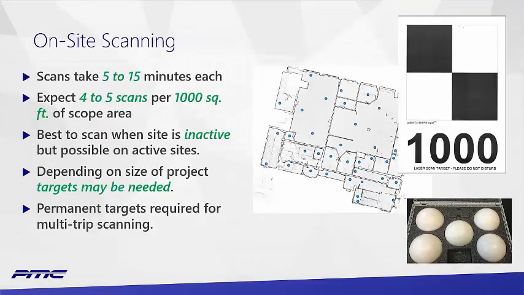is completed. So, some quick notes about on-site scanning. It's going to take 5 to 15 minutes to do each scan. Expect 4 to 5 scans roughly per 1,000 square feet. These numbers are based on historic averages of what we actually see in real data that's come in. Of course, there are projects that come in under this and over this, but these cover about 90% of the projects we do. It's best to scan when no one is at the site, especially if you want high quality color capture. If you're not worried about color capture, you can certainly do it while the site is active.